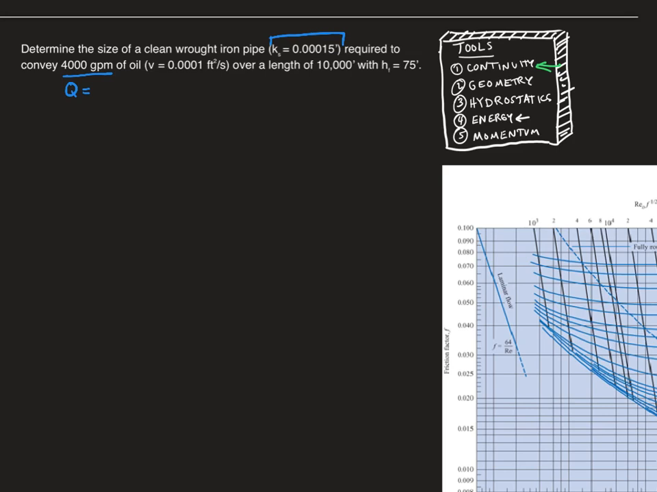so we know the viscosity. Again, this is a viscosity. Over a length of 10,000 feet with 75 feet of head loss. Again, we don't really have a lot to go with. Just to start this off, I'm going to convert this 4,000 gallons per minute. Now we've got that converted into something we can use.